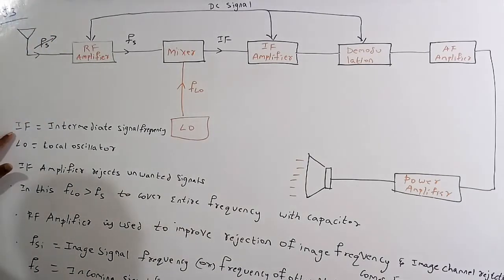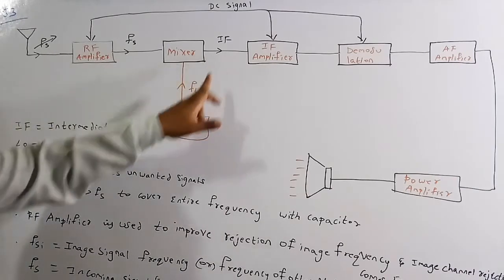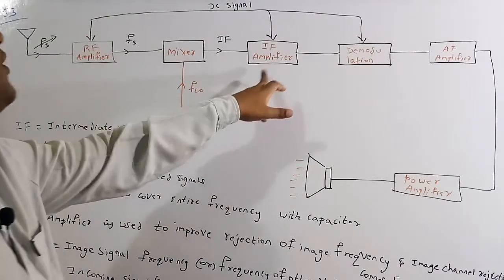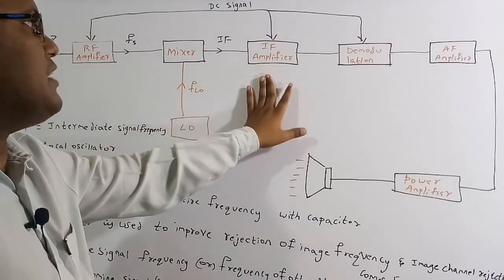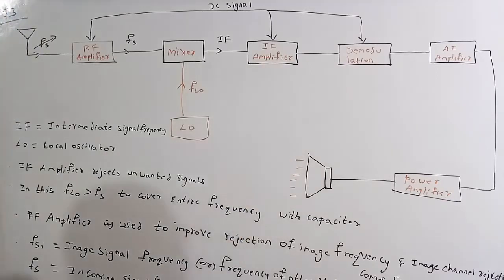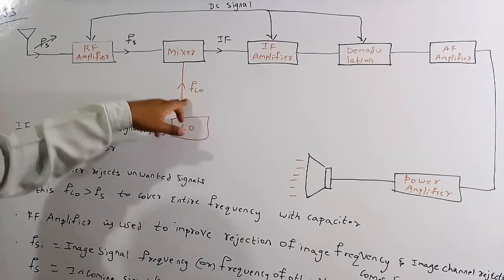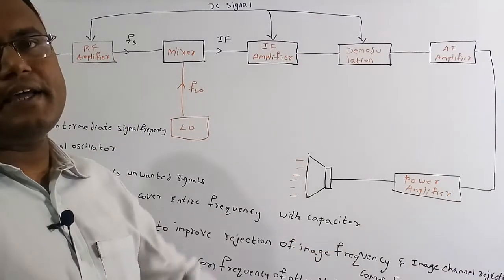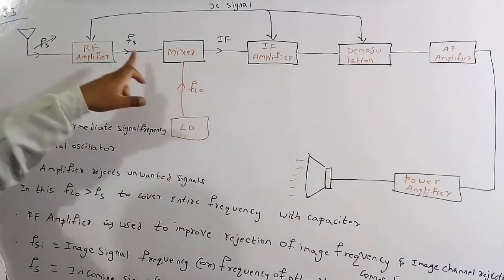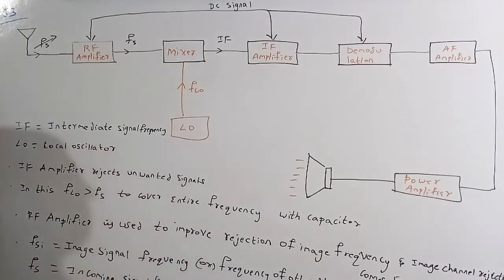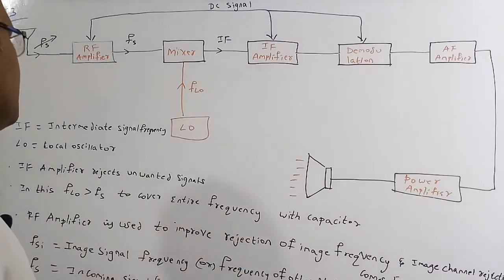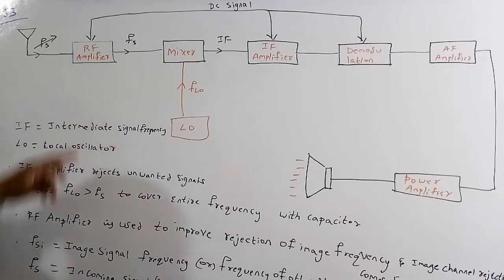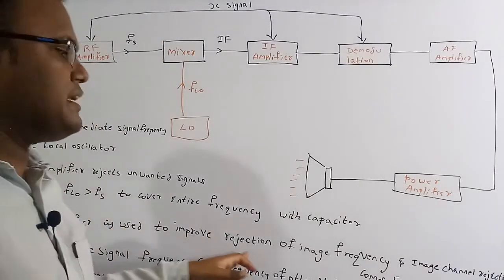If you see carefully, IF is the intermediate frequency, and LO is the local oscillator. This IF amplifier is going to reject the unwanted signals. Here, if FLO is greater than Fs, then it is going to cover the entire frequency range with only one capacitor. This RF amplifier is going to improve the rejection of the image frequency.